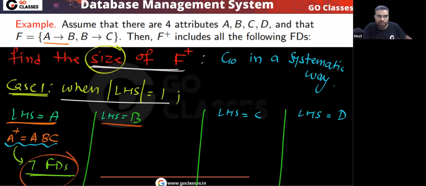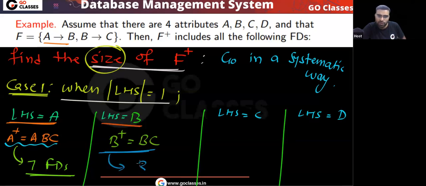Okay, so remember 7 FDs we got here when LHS is A. When LHS is B, how many will we get? First you find B closure, that will be BC. So tell me how many FDs we got here? We got 3 FDs, right? Yes or no? We got 3 FDs.